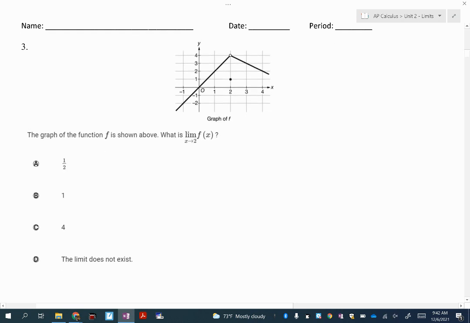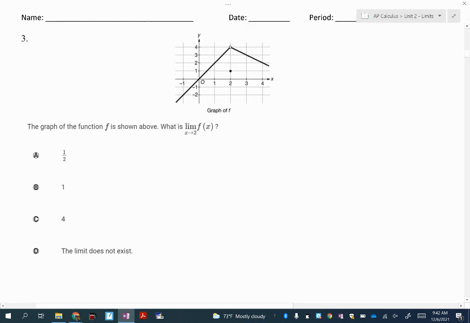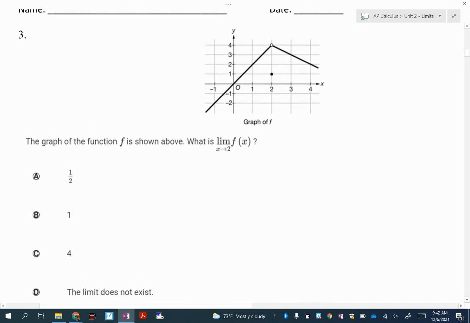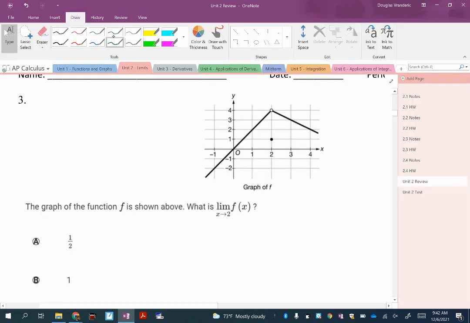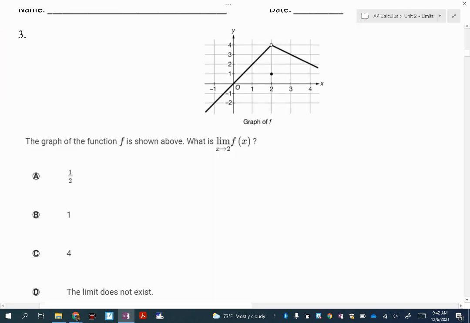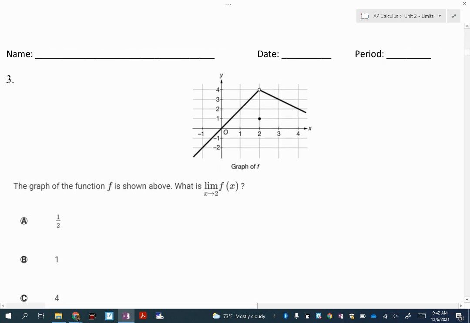Number 3. All right, this one says, what is the limit as x approaches 2 of this function? Now, as we've been talking about for a long time with limits, as long as you approach this 2 from the left and from the right and you get the same y value, then you know that the limit exists.